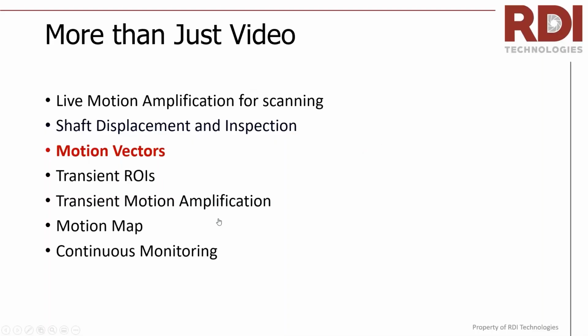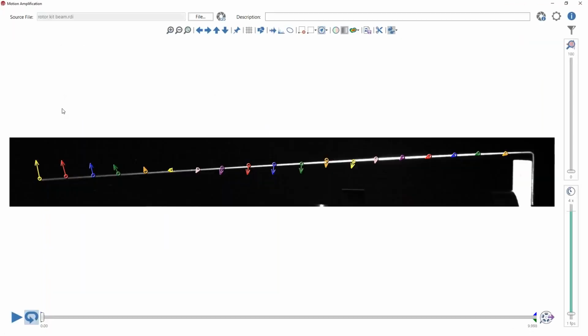Okay, so let's talk a little bit about motion vectors. This is a tool that I think is interesting, that you can leverage, going beyond just the motion amplification, to show motion in a different way. And so I'm going to pull up a rotor kit beam. This is a machine vibration trainer that has a cantilever beam on top.